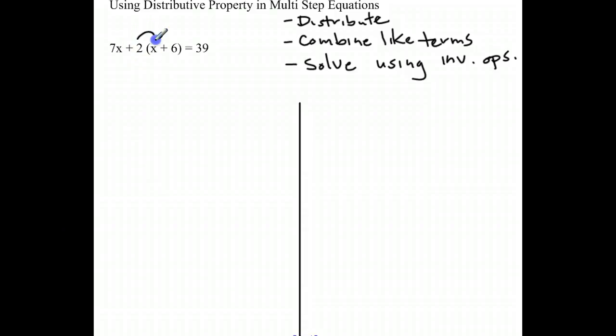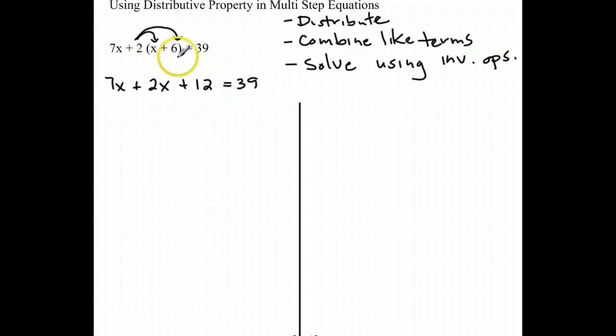My distributive property is right here. The 2 is what's being multiplied by what's inside. I'm simply going to bring the 7x down. I'm not really touching that yet. I'm going to multiply 2 times x to get 2x. I'm going to multiply 2 times 6 to get 12 equals 39.